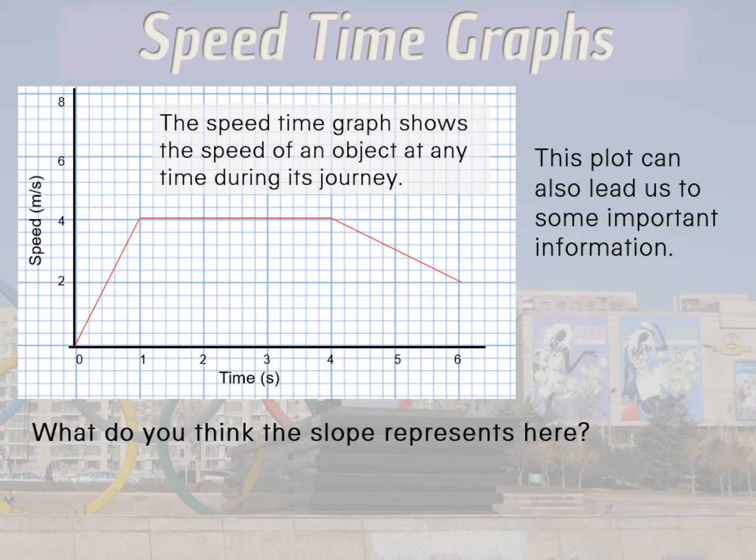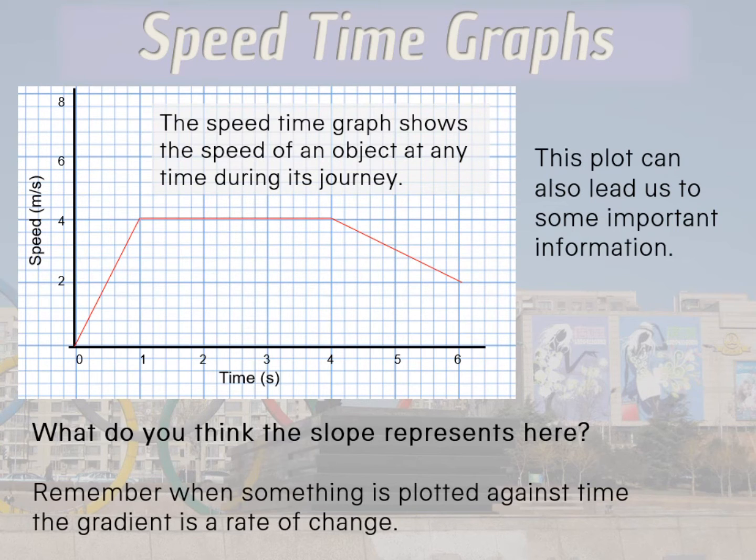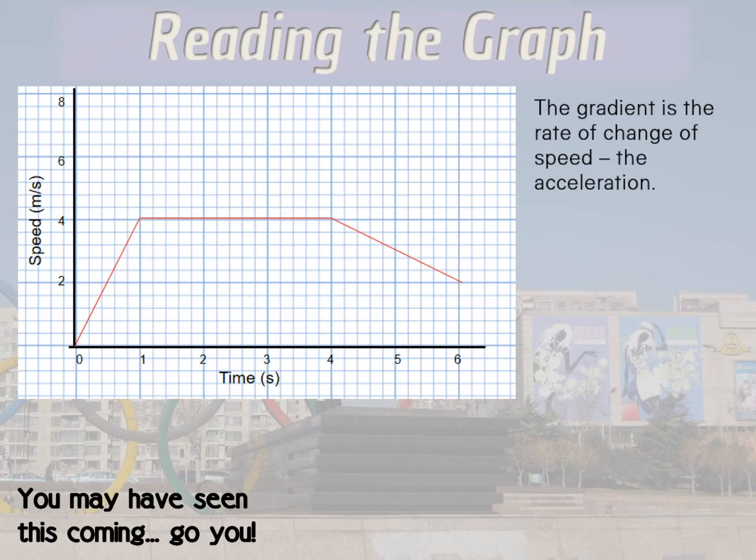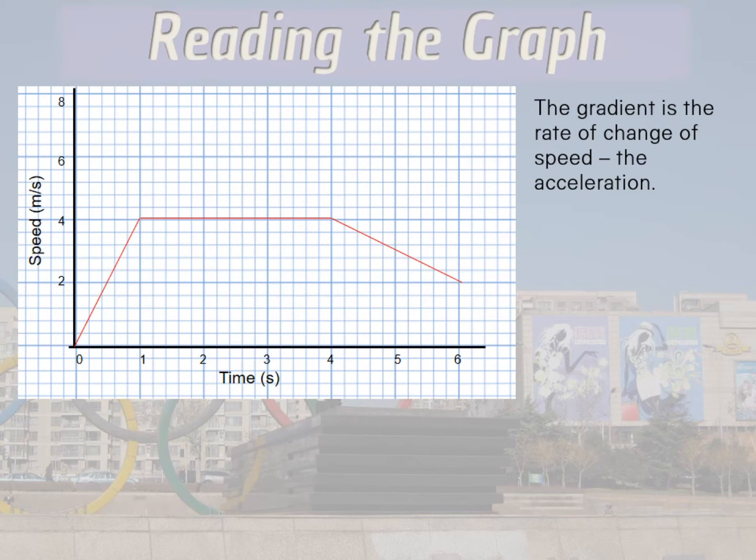If you think back to the last video, we said that the slope of a distance time graph is the speed. Well, the speed is up the y-axis this time, so what does the slope represent? Remember that when something is plotted against time, the gradient represents a rate of change. So, have you thought about it? In fact, the gradient is the rate of change of speed. In other words, it's the acceleration. It's the rate at which the speed is changing value, and that is the value on the y-axis.